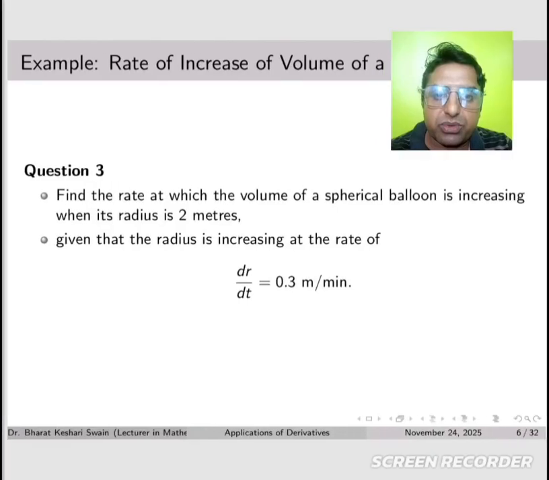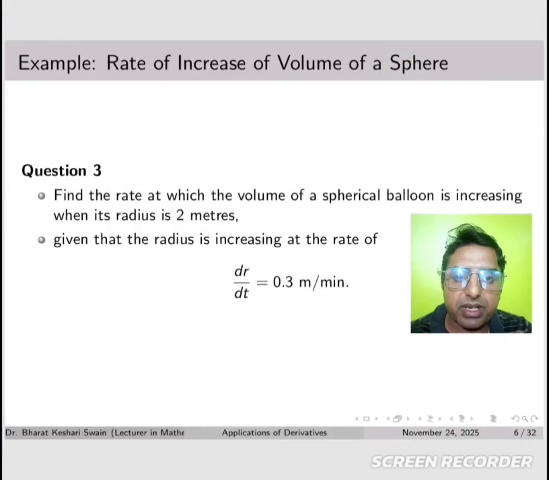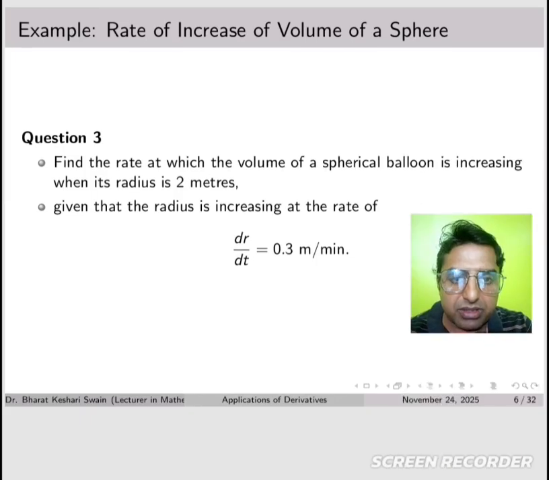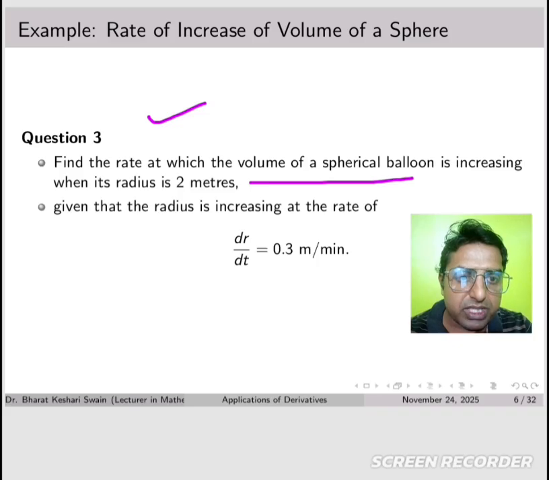Next, come to the slide where we will discuss another example, another question, that is: find the rate at which the volume of a spherical balloon is increasing when its radius is 2 meters. This is your question. So the radius of the spherical balloon is given, it is 2 meters.